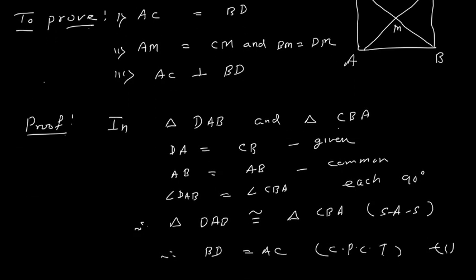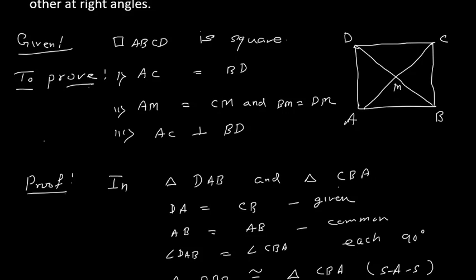Now for the second part, we have to prove that AM is equal to CM and BM is equal to DM. For that, you can take two triangles, AMB and CMD, and by angle side angle you can see that angle A and angle C, their alternate angles, are equal. Angle B and angle D are also equal, and CD and AB are equal because sides of a square are equal. So by angle side angle, these two triangles are congruent, and hence their corresponding sides are equal. So we will be able to prove that AM is equal to CM, BM equal to DM.